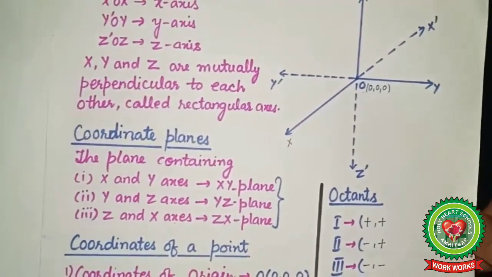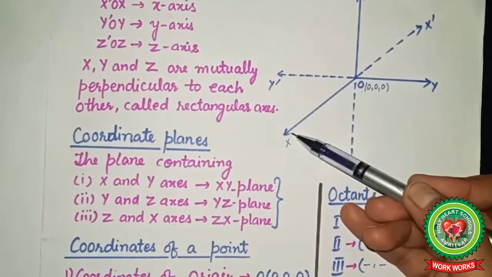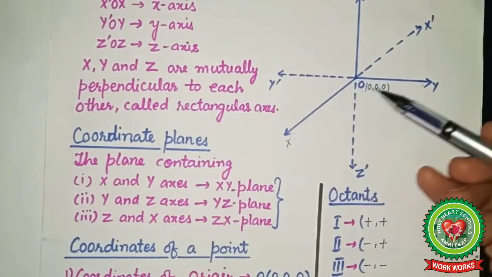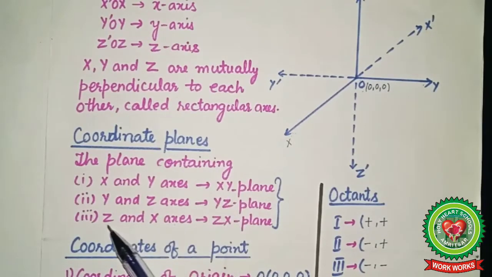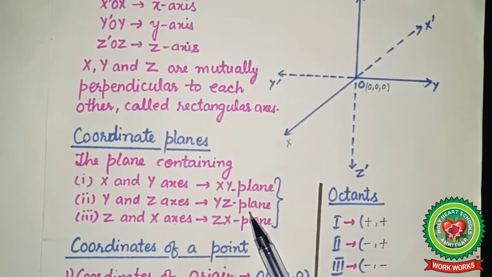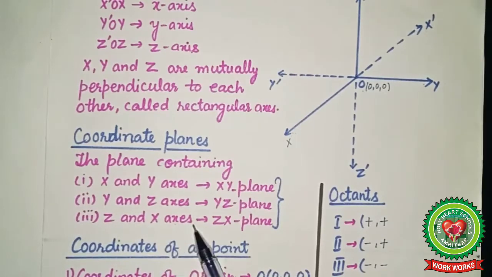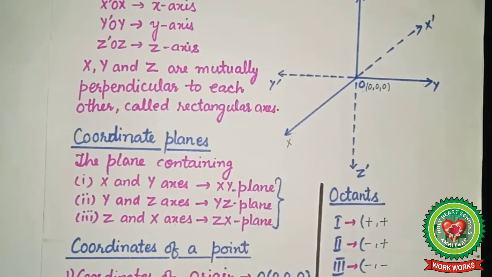The plane containing x and y axis, that is, this is the x axis, this is the y axis. So, the plane containing these axes is called xy plane and the plane containing y and z axis is called yz plane. Similarly, the plane containing z and x axis is called zx plane. Now, we will consider the coordinates of point in different conditions.